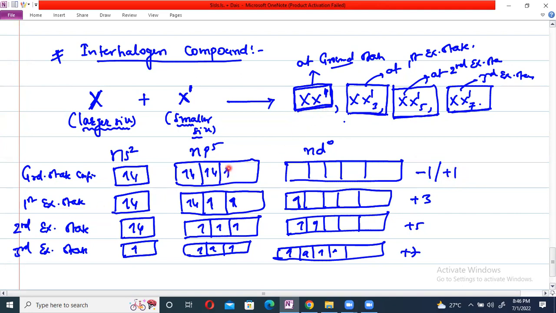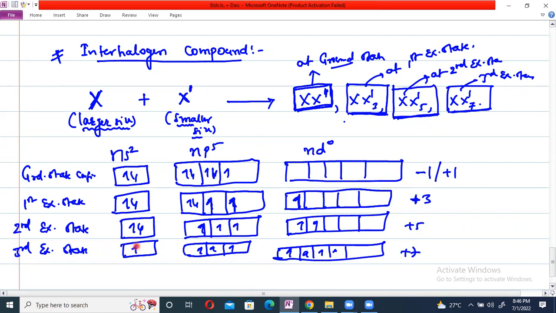In first excited state, one of the electrons from the p orbital gets excited to d orbital. So total number of unpaired electrons, how many we have? 3. Based on that, its oxidation state is +3. That means it can form the compound XX3. Second excited state, one more electron from p is excited to d. We are having 5 unpaired, oxidation state +5, and it can form the compound XX5.